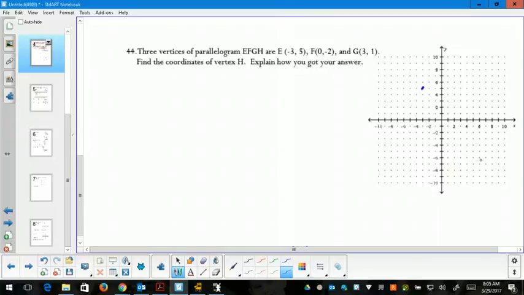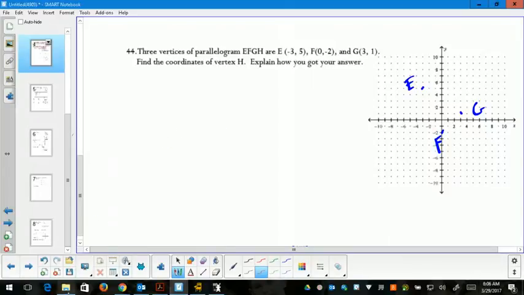Number 44, some of you remember this from when we did it earlier in the unit. The points are -3, 5, 0, -2, and 3, 1. Now we have to be careful, and make sure you connect only points that are supposed to be connected.